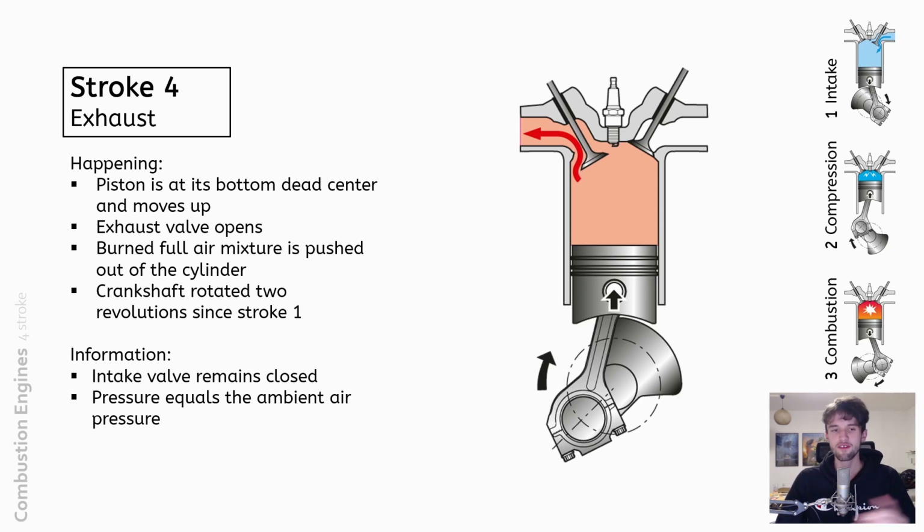And with the end of the stroke reached, the crankshaft rotated 2 revolutions since the beginning of stroke 1, meaning that one up and down movement of the piston turns the crankshaft 1 revolution, and with all 4 stroke cycles done, it does that 2 times. So we have 4 strokes and 2 crankshaft revolutions. The cycle is now finished and everything starts all over again with stroke number 1.